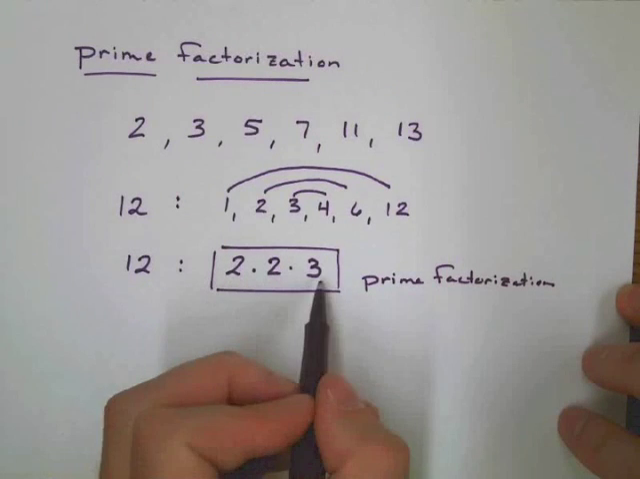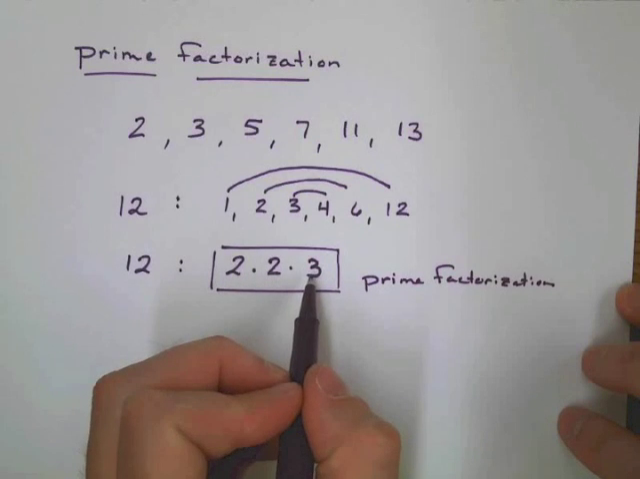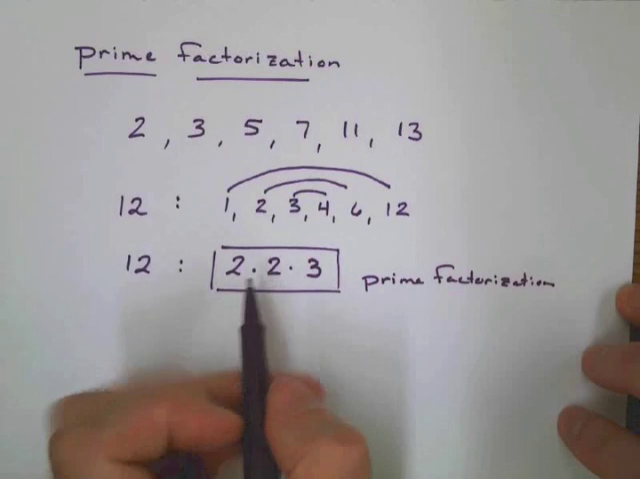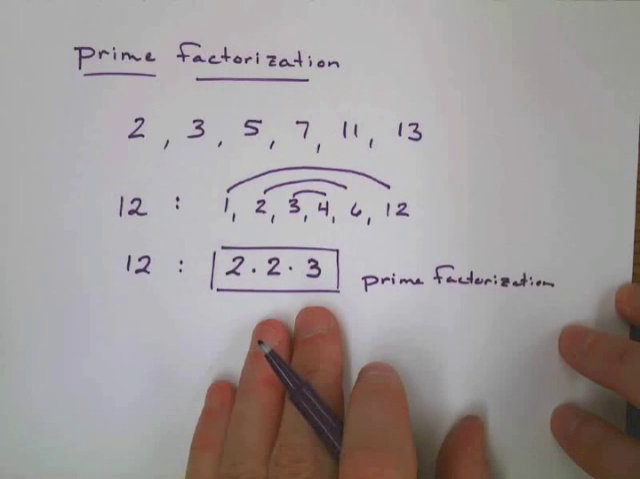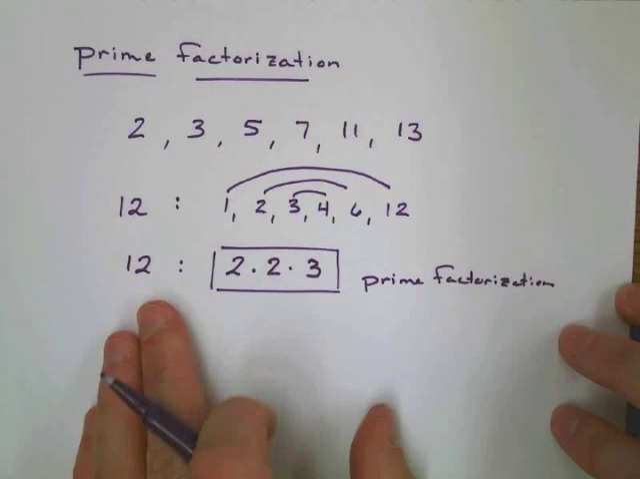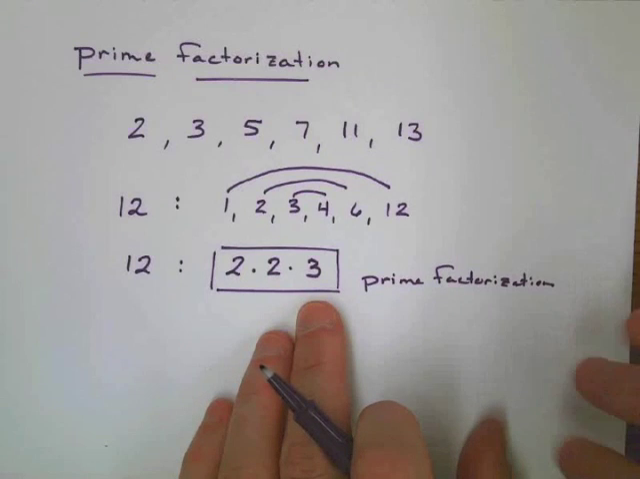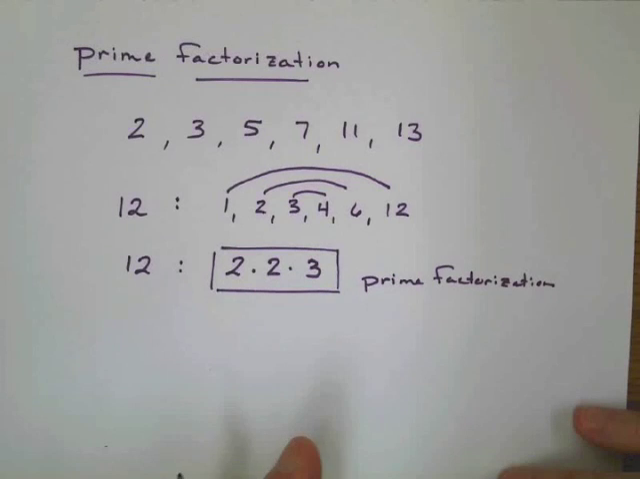Because these numbers multiplied together come up with 12, but each of these numbers is a prime number. And we have no composite numbers in here. So that's what it means to have a prime factorization of a number. Multiplying those numbers together to get a composite number, but all the numbers that you multiply have to be prime numbers. So let's take a look at how we might find the prime factorization of a number.